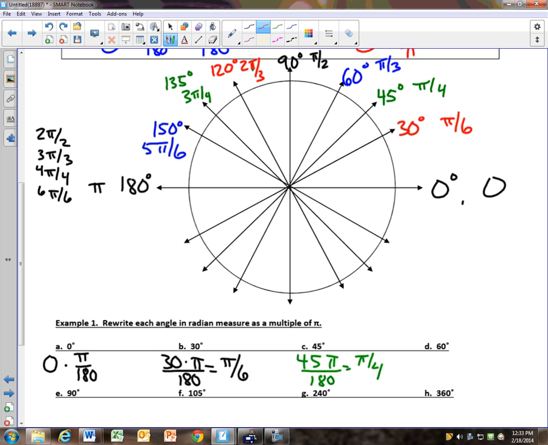This one right here, it's 210 degrees. How far past 180 is that? 30 degrees. Or pi over 6 past 180. Or pi over 6 past 6 pi over 6. 7 pi over 6. Right? 1 pi over 6 past 6 pi over 6 is 7 pi over 6.